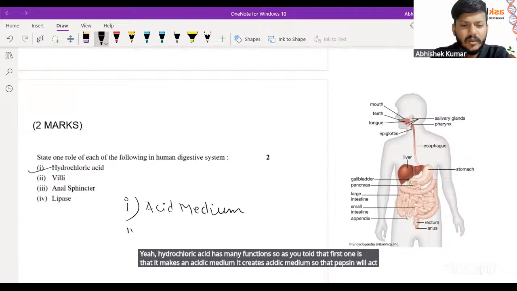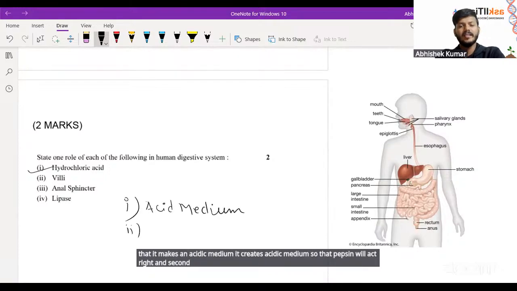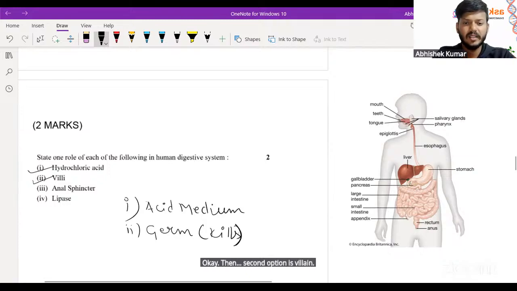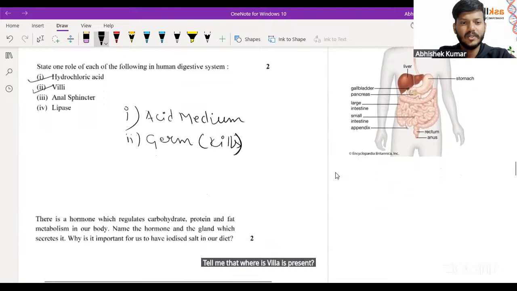And second, what should be the second? Hydrochloric acid is a strong acid, so it will kill the germs. Okay. Then the second option is villi. Tell me, where is villi present? What is the location of villi?